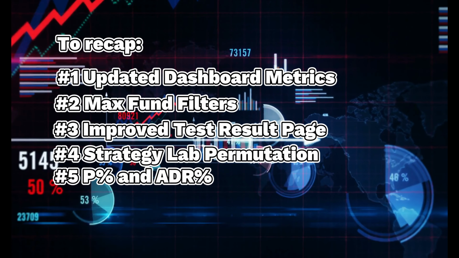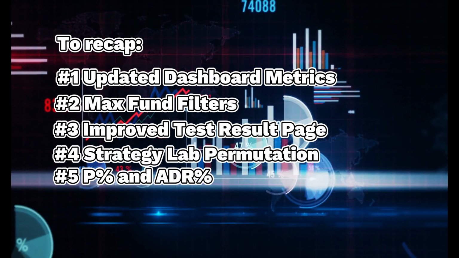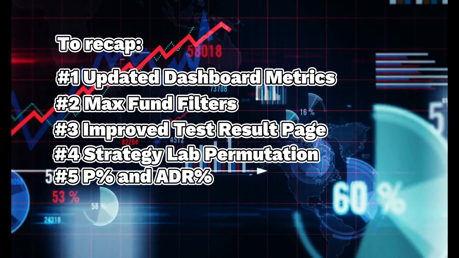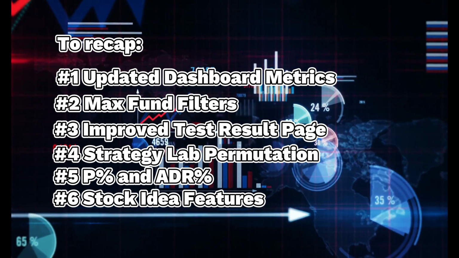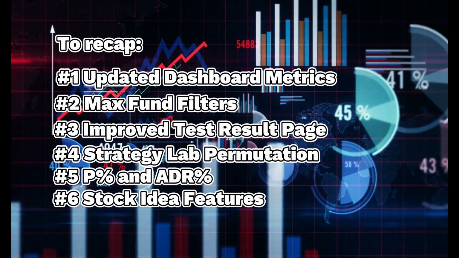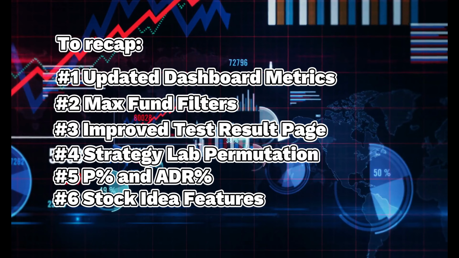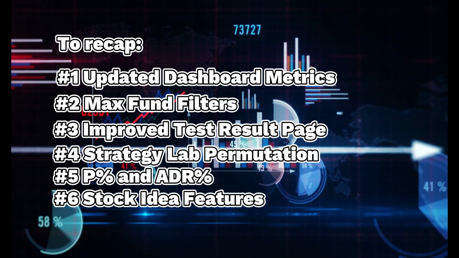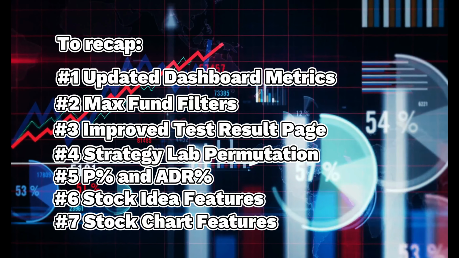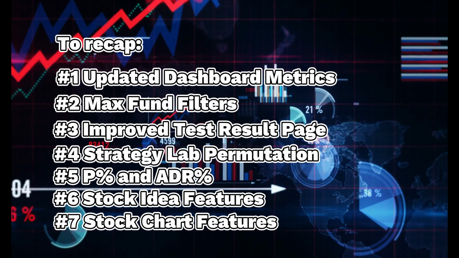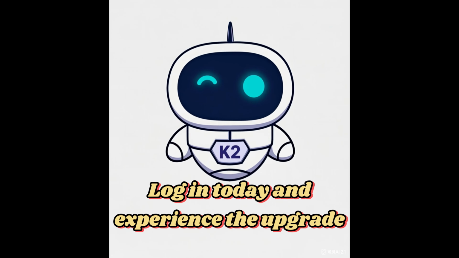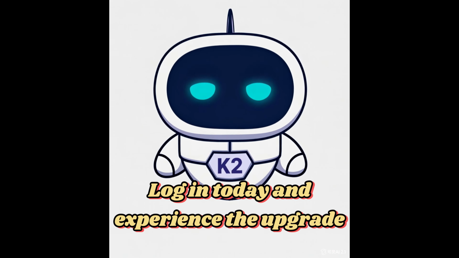We enabled P percentage and ADR filters for all robots, giving you greater control over your trade entries. We also introduced the Stock Idea section to help you discover potential trades and create your own watch list. And finally, you can now access the full CNX Plus stock chart right inside K2Robot. No switching platforms needed. We hope these upgrades empower your trading journey even more.